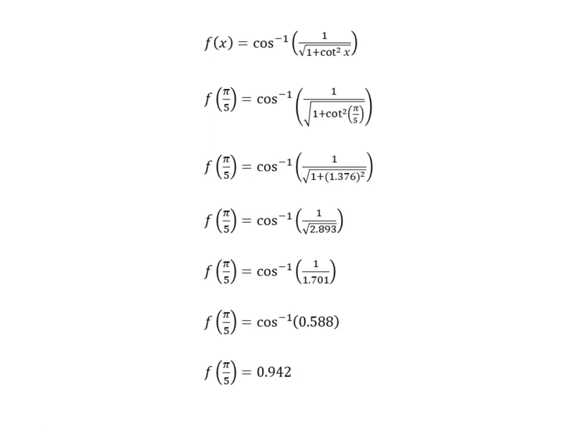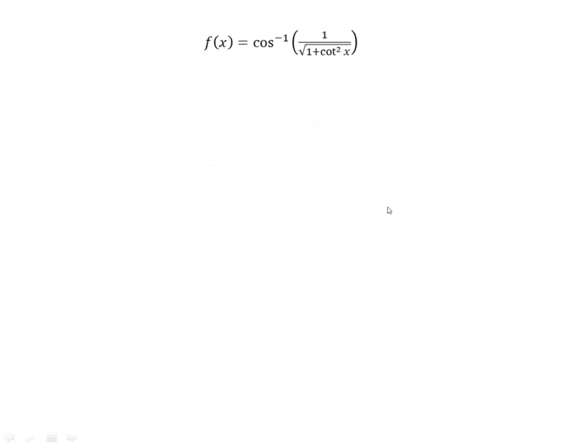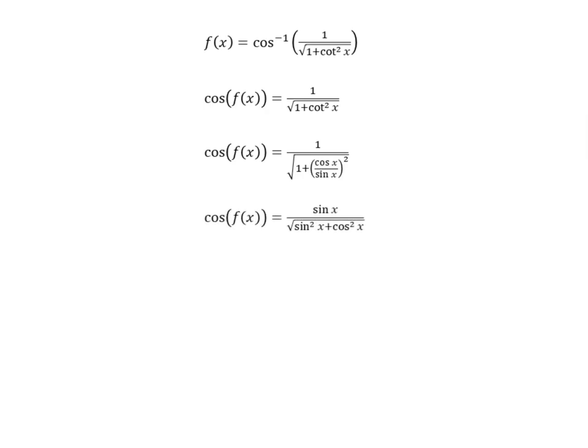But let me show you another method, and let's compare them. Again, we start with the function. This time, we'll take the cosine of both sides. And of course, the cosine of the arc cosine is just the argument itself. Now we substitute the definition of the cotangent as the cosine over the sine, multiply the numerator and denominator of the right side by the sine of x, we get this, and of course you know that sine squared plus cosine squared is 1.